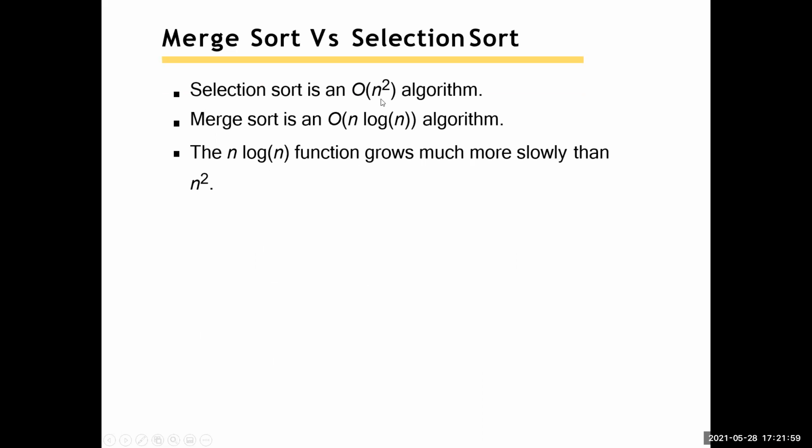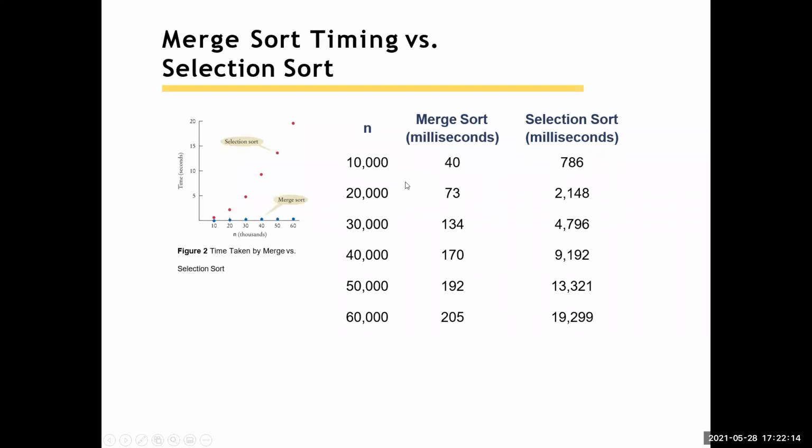So n squared is going to be the longest one, and merge sort at n log n is a lot better than n squared. So this is what we have comparing the selection sort versus the merge sort.